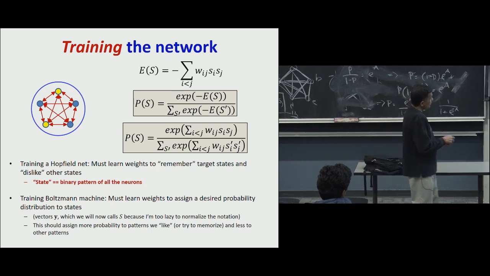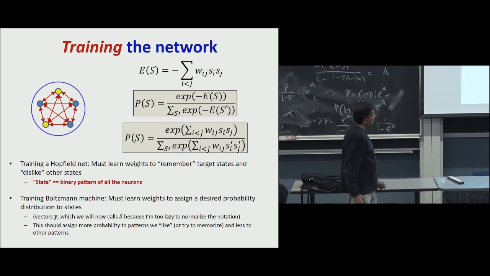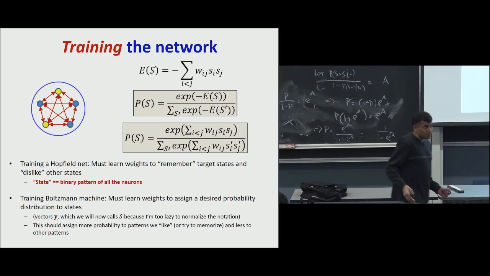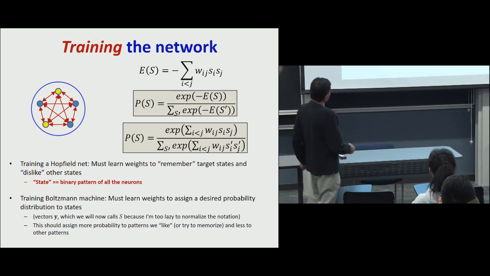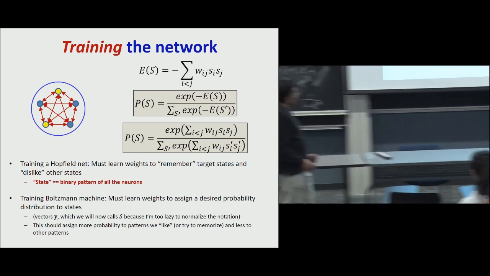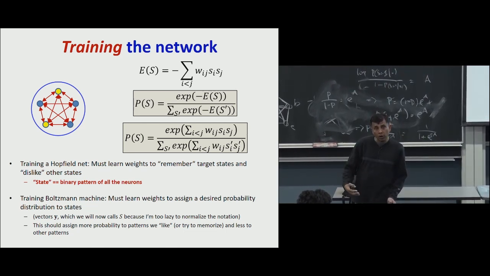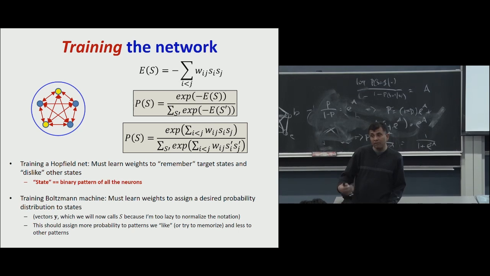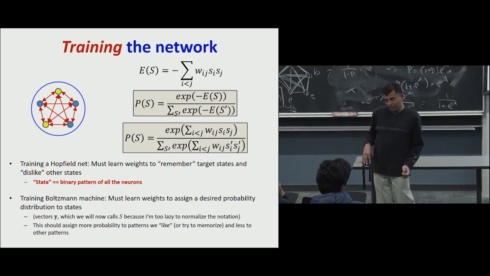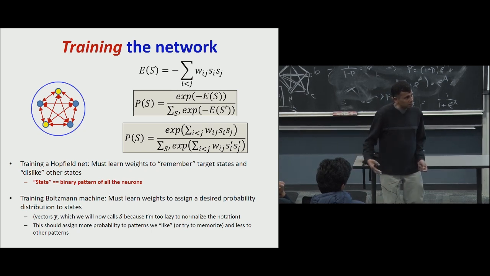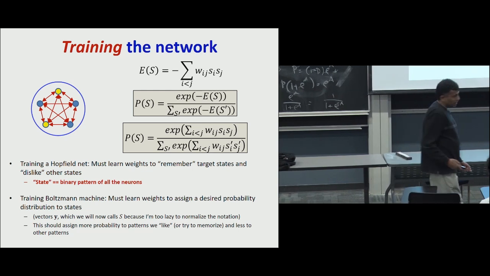So similarly, when you train a Boltzmann machine, you want to learn the weights to assign a desired probability distribution to the states. But the desired probability distribution must be such that it assigns high probability to the patterns that you want to remember and very low probability to the patterns that you don't want it to settle in, right? So it's basically the same statement, but I'm making it from a probabilistic perspective.